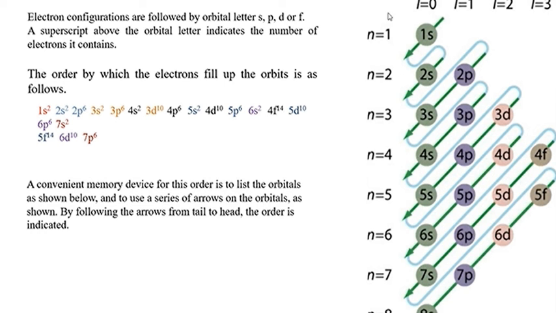So this chart will help you identify how the electrons are filled. Electron configuration is written with the orbital letters s, p, d, f. The superscript above the orbital letter indicates the number of electrons it holds. This is the orbital quantum number, and this is the principal quantum number. If n is 1, you have only one s because l is 0, right? Then it goes 1s.